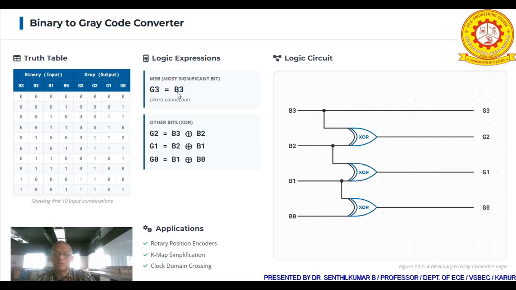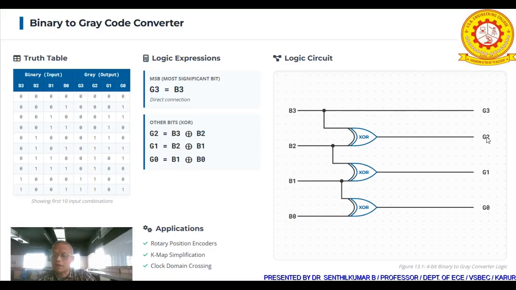G3 is equal to B3, so the line comes directly like this. You can take a line directly. For getting G2 you have to have a function like this: B3 is XORed with B2. B3 is coming here, B2 is available here, so you can make an XOR function like this.